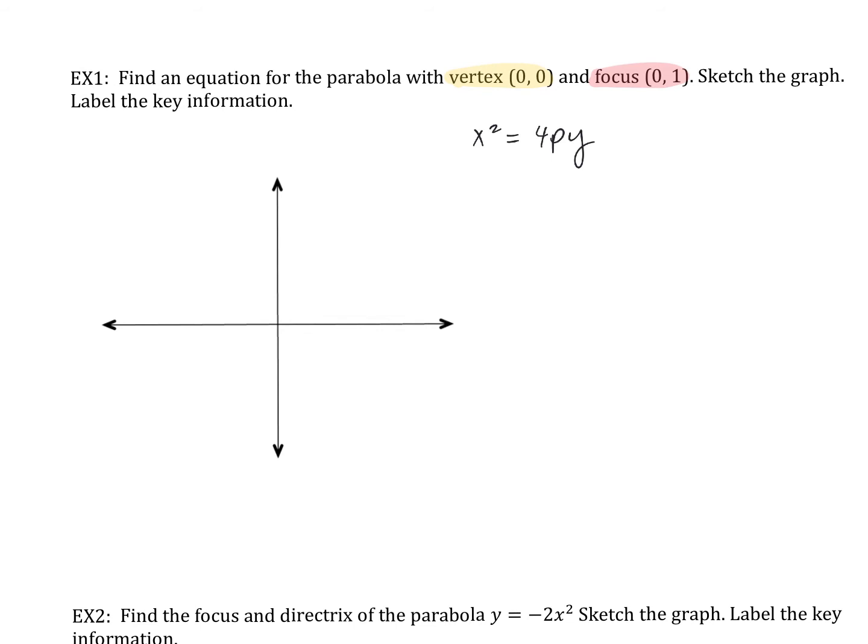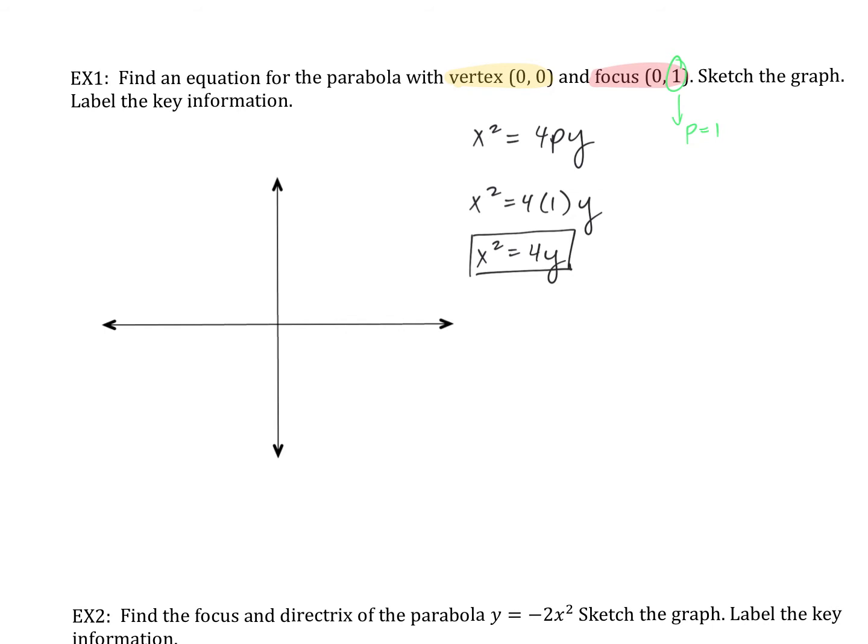And then what else do we know? Well, we said we know what p is. P is the value here on the focus, so p equals 1. Let's go ahead and plug that in. x squared equals 4 times 1 times y. And then we get the equation x squared equals 4y. Alright, so this is the equation of our parabola. Let's go ahead and box that off. Now, what else do we need for graphing?